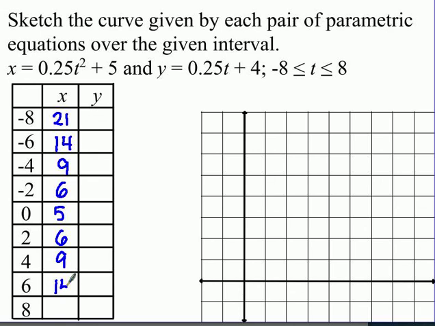Will it always go up like this? No. In this case it does because it's a square. With the squared, the positive and negative stay the same. Where are those numbers looking familiar from? The last one. Let's plug in -8. What do I get when I plug in -8? 2.